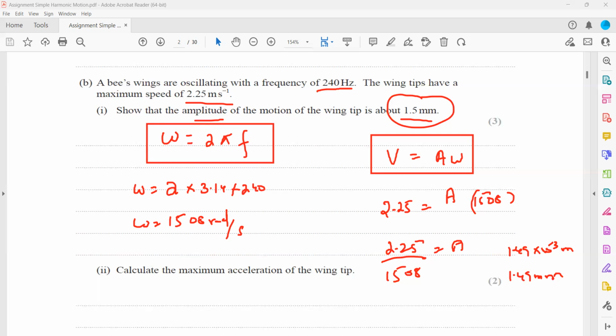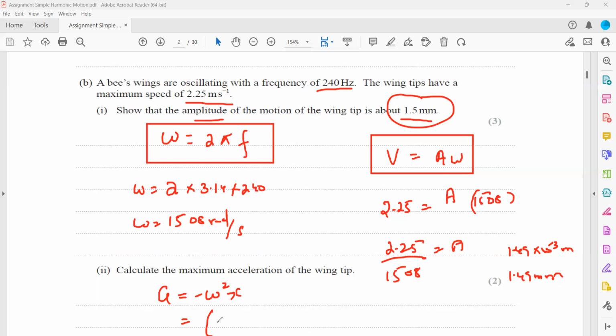The next one, we have to calculate the acceleration. So acceleration a equals minus omega square x. For simple harmonic motion, you mainly have to memorize the formula. The negative sign shows that acceleration and displacement are in opposite directions, or directed towards the mean position. If we need the expression, but for calculation, we don't need this negative sign.